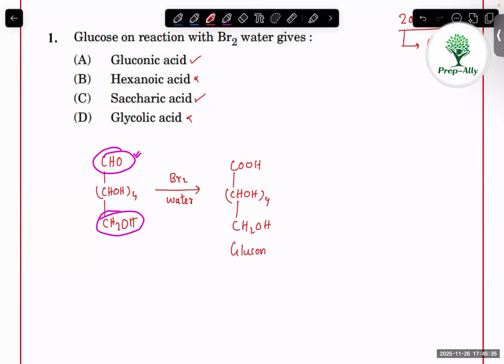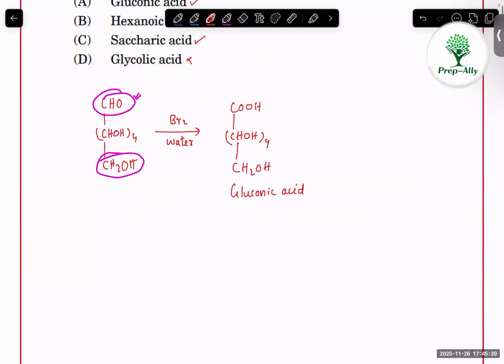gluconic acid. So why this confusion comes with saccharic acid is because there is another reaction when you are treating this glucose with concentrated HNO3, which is a strong oxidizing agent, which can oxidize both primary alcohol as well as this aldehyde group. So you will be getting COOH, CHOH 4 times as well as COOH, and this compound is called saccharic acid.